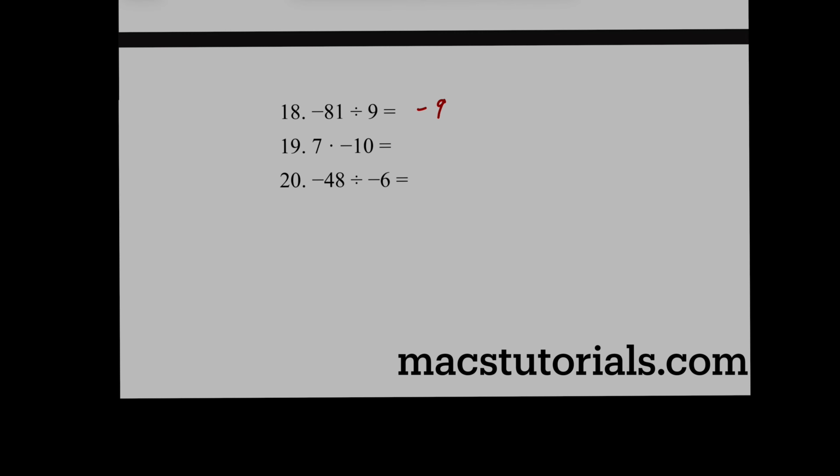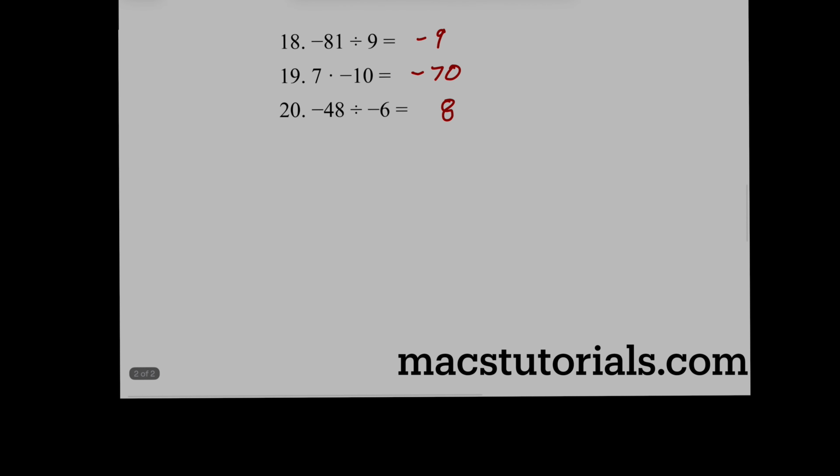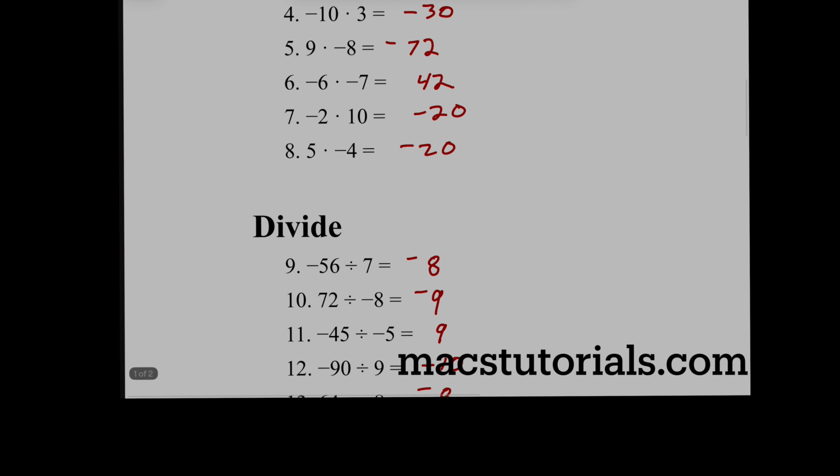This one right here, I have one negative, so the answer is negative, but it's multiplication, so it's going to be 70. And here I have one more division, the answer is 8. Negative divided by negative is a positive. And that, my friends, is how we do it.